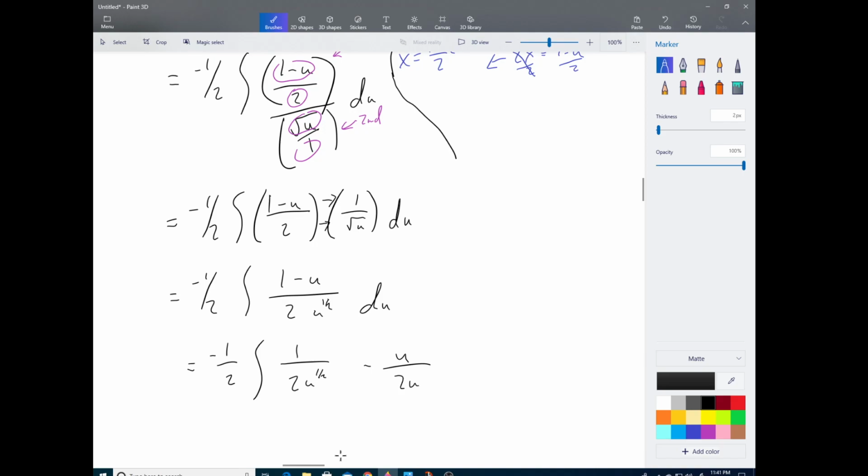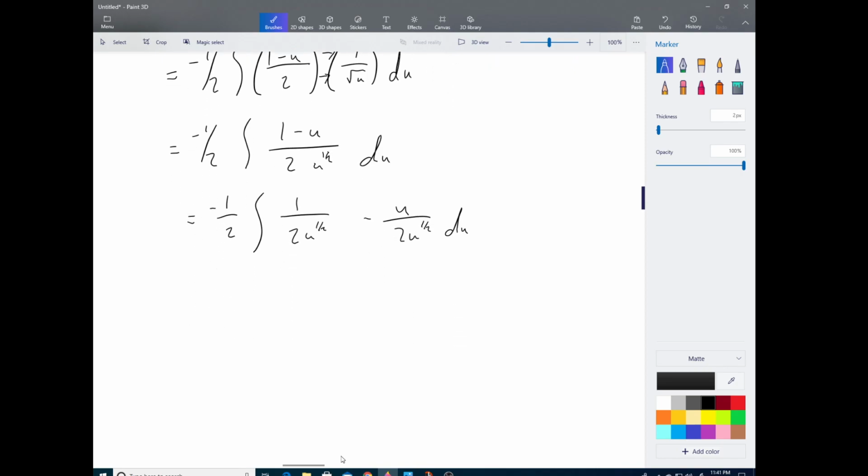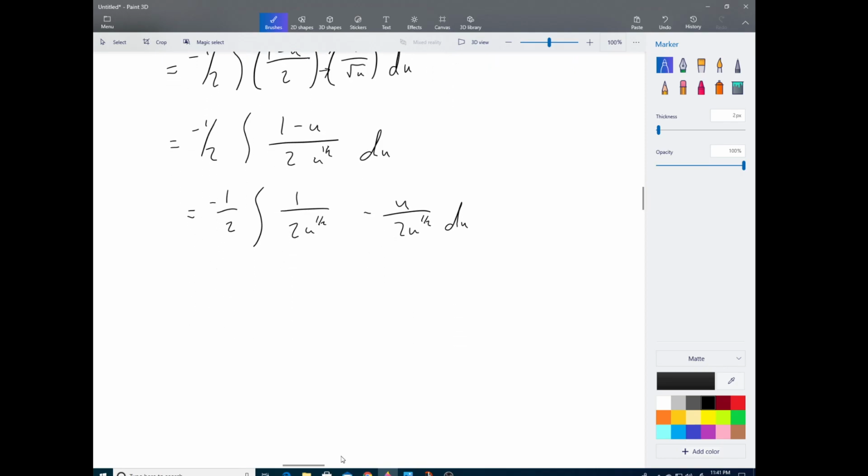Because I'll be able to simplify it in a way that'll be useful with my rules, because right now I still can't solve it with the rules I've learned so far. So, on this one, I have 1/2, and then because my u is on the bottom, I can write that as u to the -1/2. Bring it upstairs if I make it a negative power. On this next piece, I have this 1/2 that I'm going to pull out, and then I've got u times u to the -1/2 power.